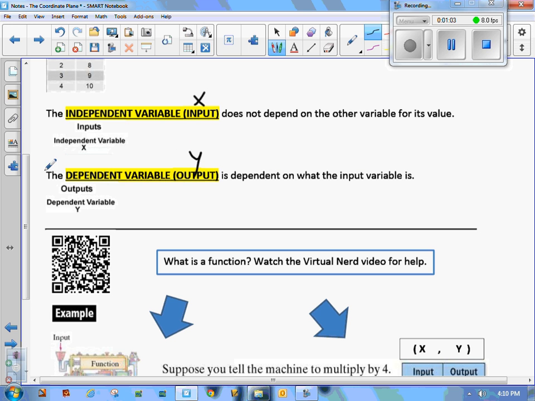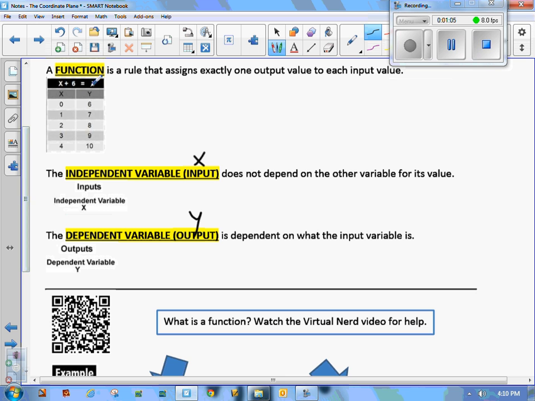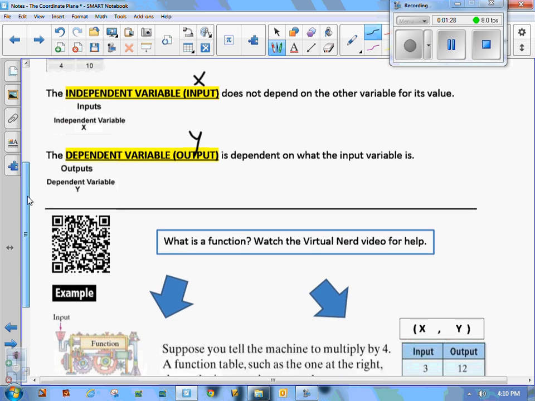So y, if we look at our function up here, y is going to be determined by whatever x is. If x is 2 and we add 6, then that's going to make y 8. But if x was 1 and you're adding the 6, then y is 7. So y, that output, is dependent on whatever that independent variable, that input x, is. We're going to talk about those today in this lesson.